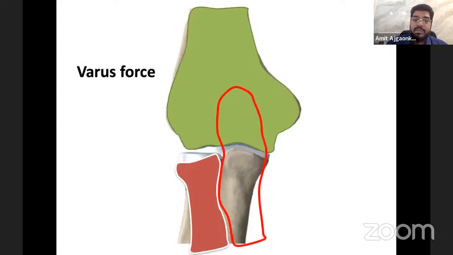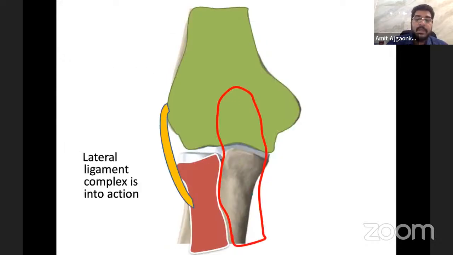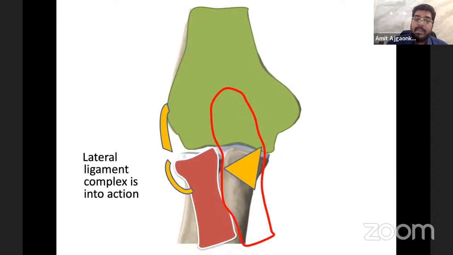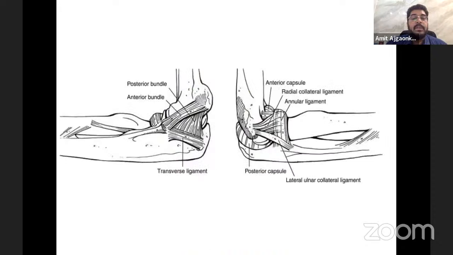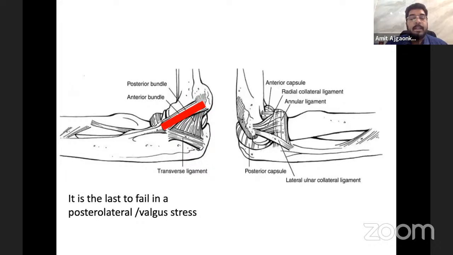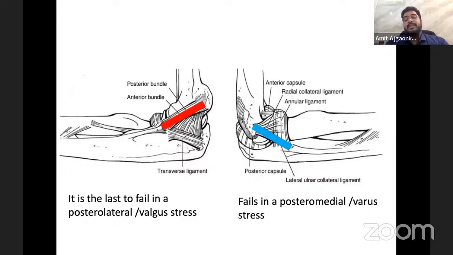How about a varus force? Whenever there is a varus force, this is the lateral ligament complex, and that's the last to break in a varus injury. You have a coronoid fracture and you have an LCL injury. So that's the MCL, the anterior bundle, which is very important, and it is the last to fail in a valgus injury. And on the lateral side, it is the LUCL, which fails last in a varus injury.